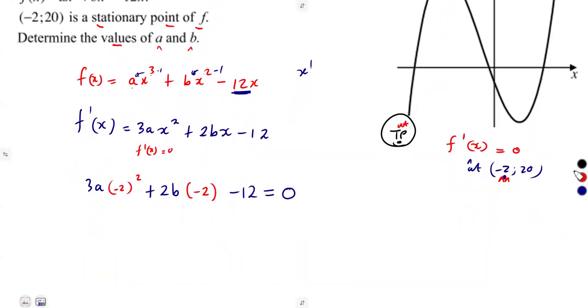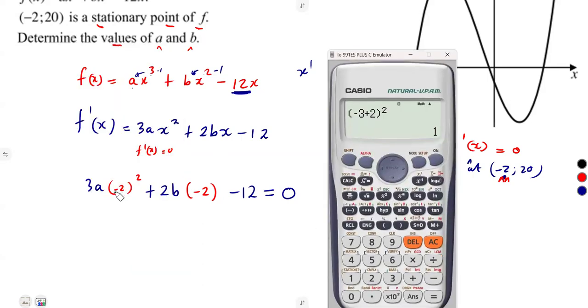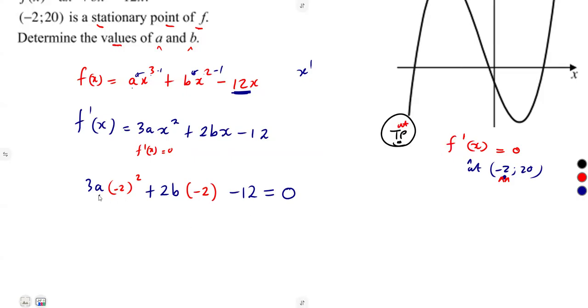Simplify this. As we can see, I've got 2 unknown values, so you cannot solve for a or b. But let us just simplify. The constant here, 3 times negative 2 squared, is going to give us 12. So that's 12 times a, which is 12a. 2 times negative 2 is negative 4b, minus 12 is equal to 0.